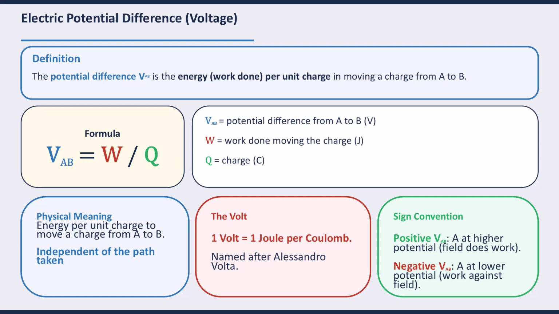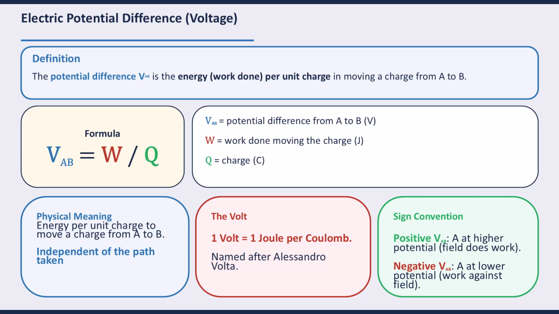The potential difference V between 2 points A and B is the work done per unit charge in moving a positive charge from A to B. The formula is V equals W divided by Q. Here, W is the work done in joules and Q is the charge in coulombs. The unit of potential difference is the volt, V. 1 volt equals 1 joule per coulomb.